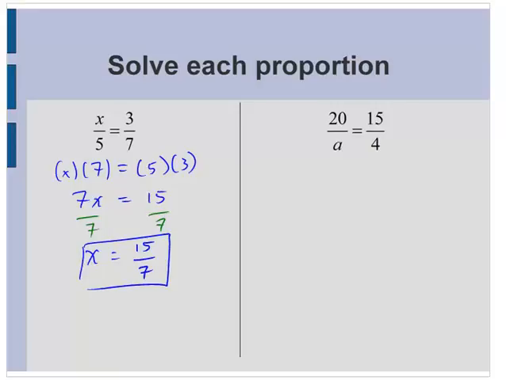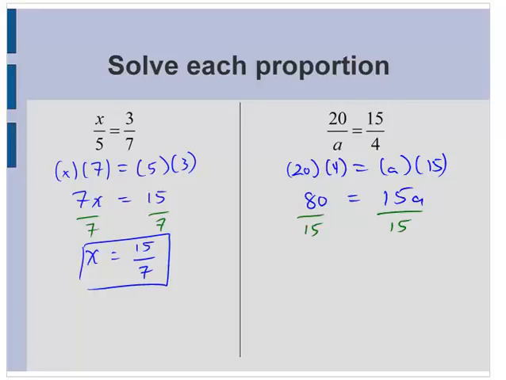Similarly for the second example, 20 times 4 is equal to A times 15. 80 is equal to 15A. Dividing by 15, let's see, they're both divisible by 5. That's 5 times 16 over 3 times 5. So A would equal 16 over 3.